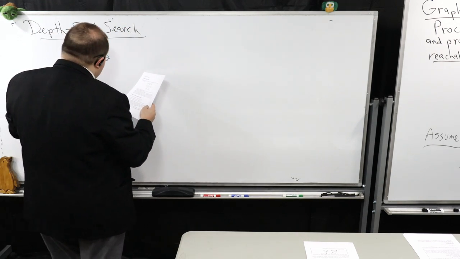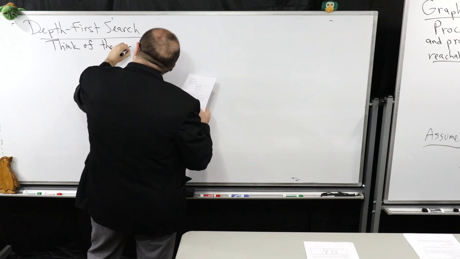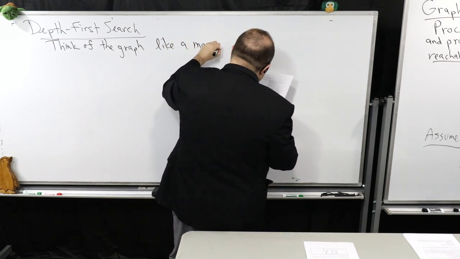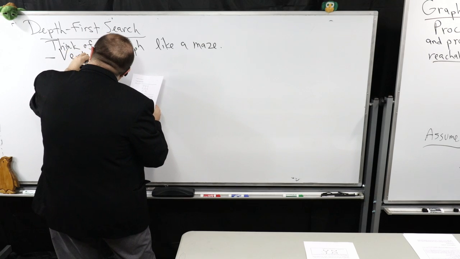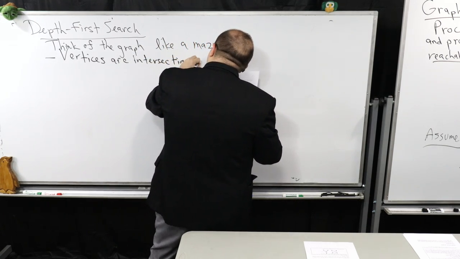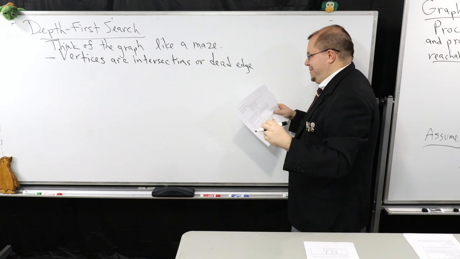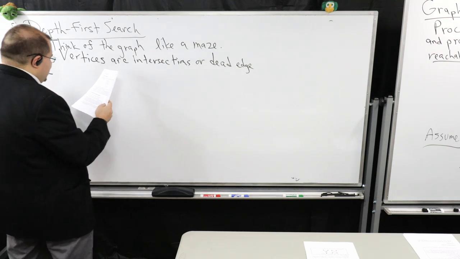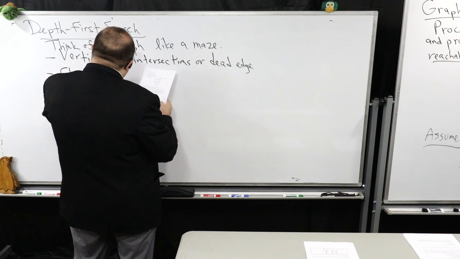So depth first search. What I'm going to do is think of the graph like a maze, where vertices are intersections or dead ends. Imagine this is like some great maze in a video game or something. So you can have dead ends in the pathways in your big maze, or you can have intersections where you might find multiple pathways. And then I can say edges are passages.